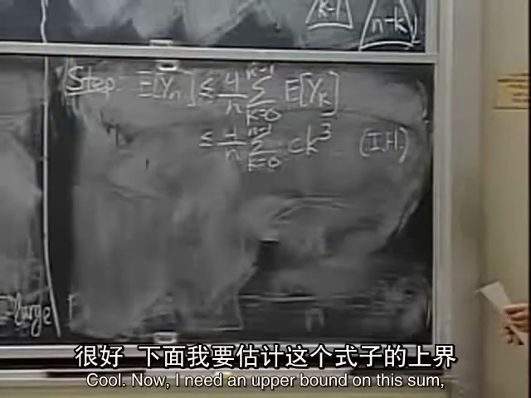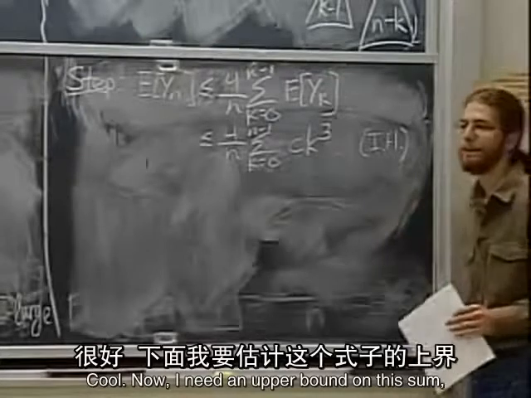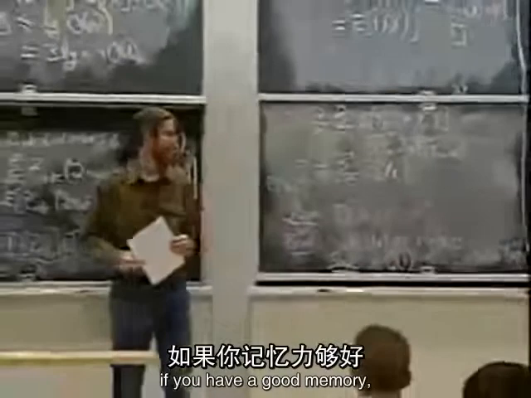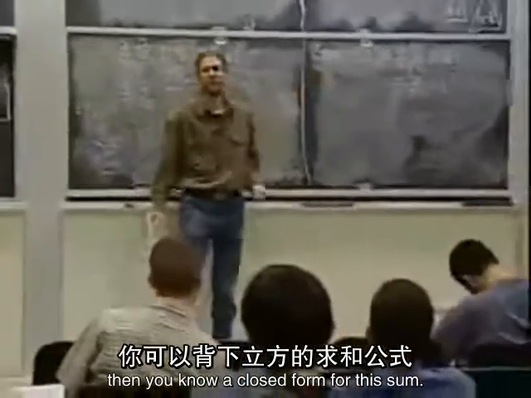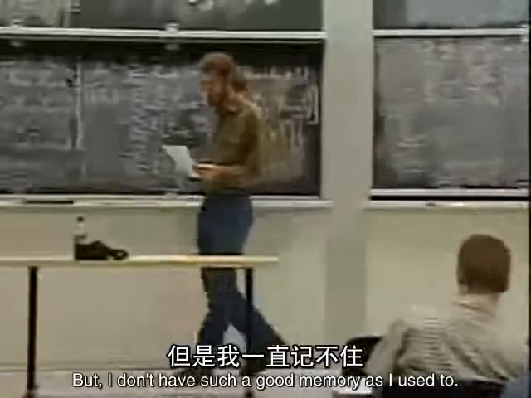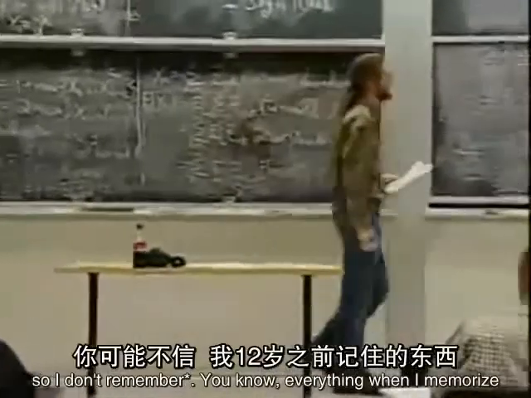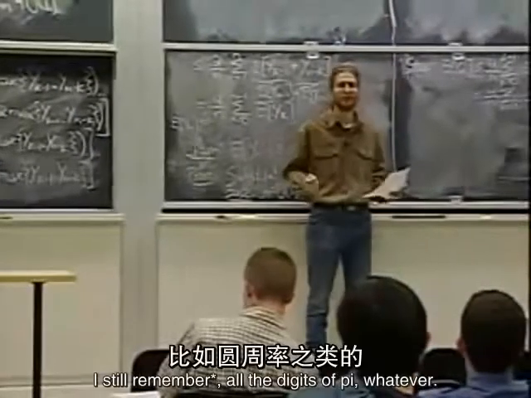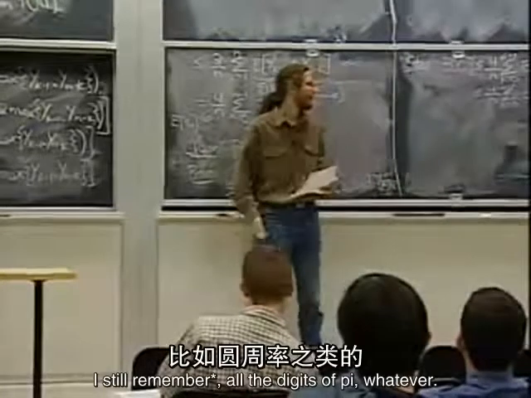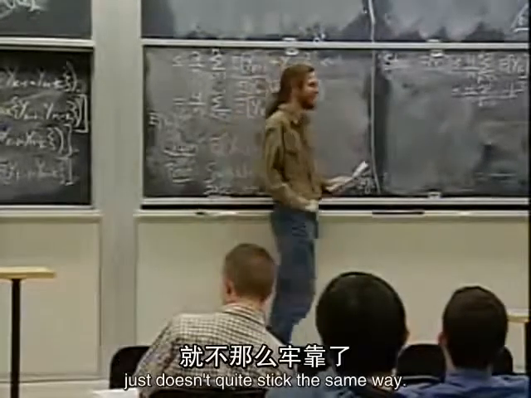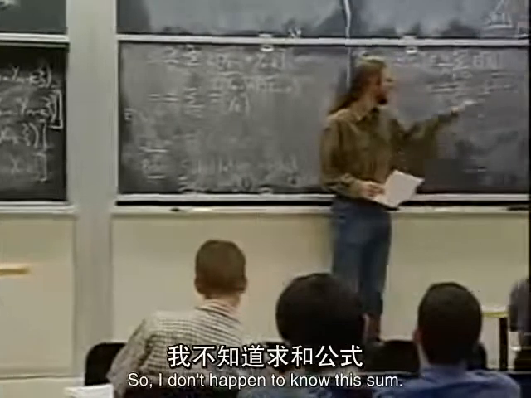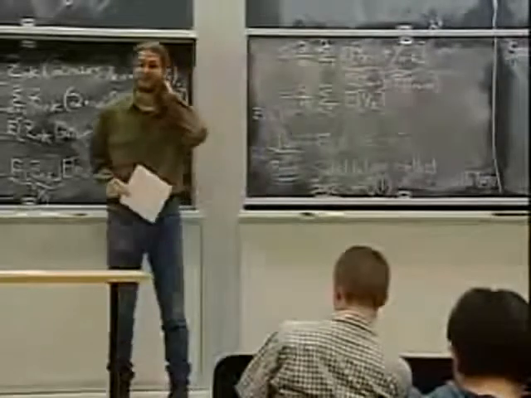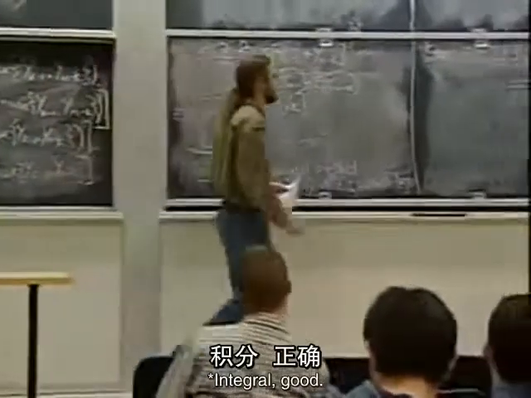Cool. Now, I need an upper bound on this sum. If you have a good memory, then you know a closed form for this sum. But I don't have such a good memory as I used to. I never memorized this sum when I was a kid, so I don't remember it. Everything I memorized when I was less than 12 years old, I still remember. All the digits of pi, whatever. But anything I try to memorize now just doesn't quite stick the same way. So I don't happen to know this sum. What's a good way to approximate this sum? Integral. Good.